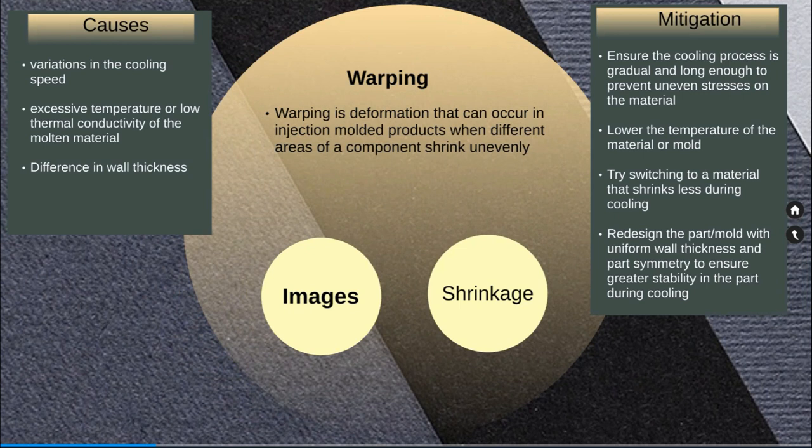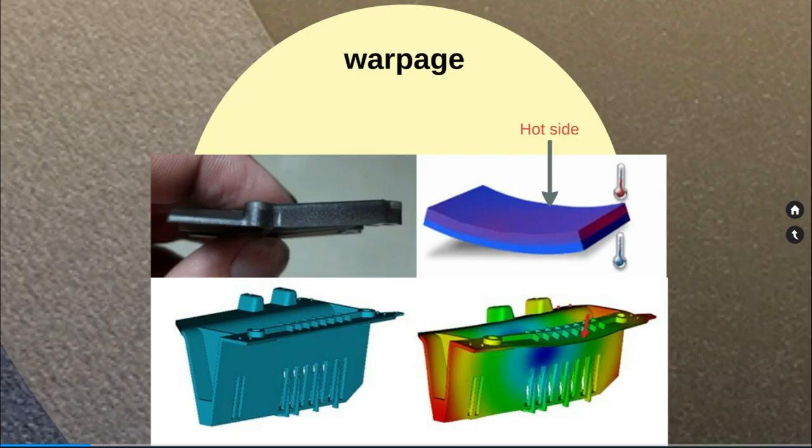Then redesign the part or mold with uniform wall thickness and part symmetry to ensure greater stability in the part during cooling. Let's see some of the images. You can see the images of the part warp edge. The part is intended to be straight, but you see it is in a curved state.